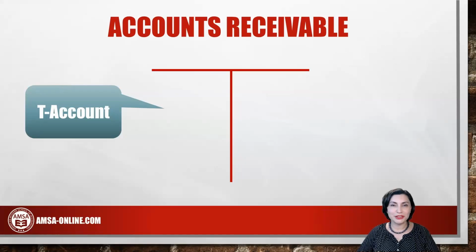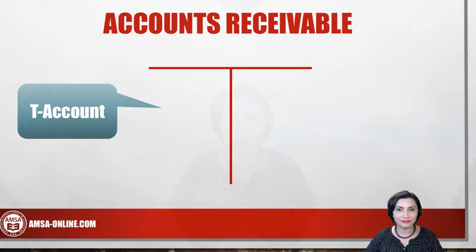We will use a T account to calculate the ending balance. A T account visualizes a general ledger account with the account name above and debit entries recorded on the left, while credits are on the right. Even experienced accountants use T accounts to clarify more complex transactions.